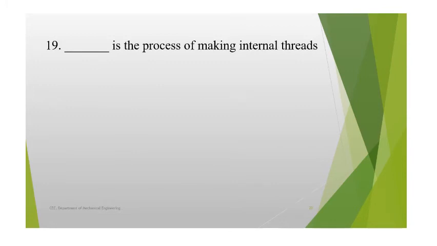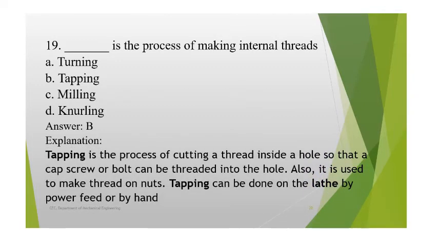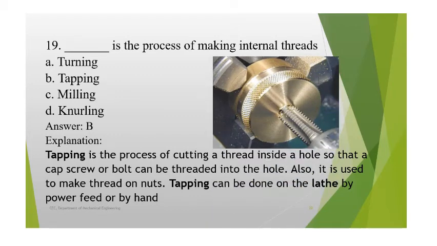Next, the 19th question: the process of making internal threads is a turning operation, clamping operation, milling operation, or knurling operation. Turning reduces the diameter of the workpiece, milling is used to cut gears, and knurling is for grip purposes or handles. So the right answer is B, the tapping process. With the help of a tapping tool, you can make internal threads.